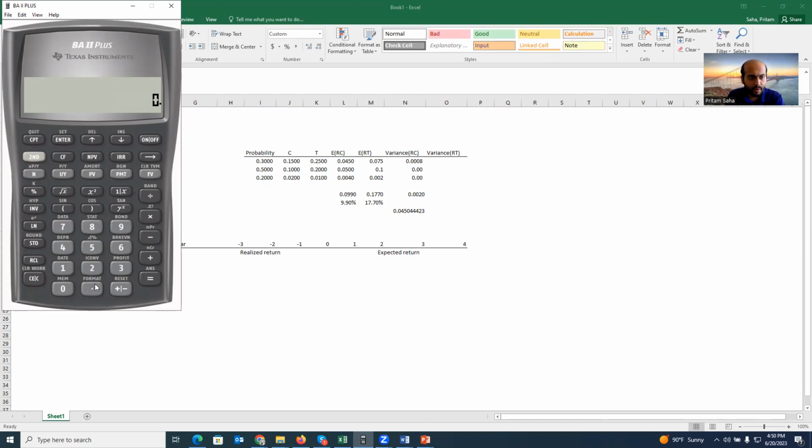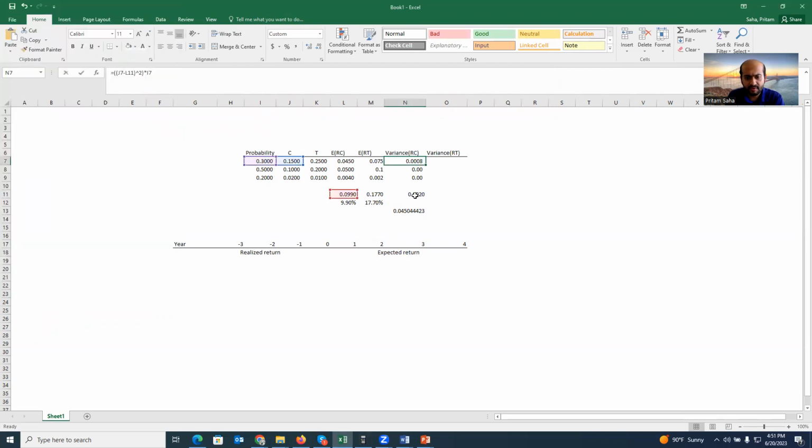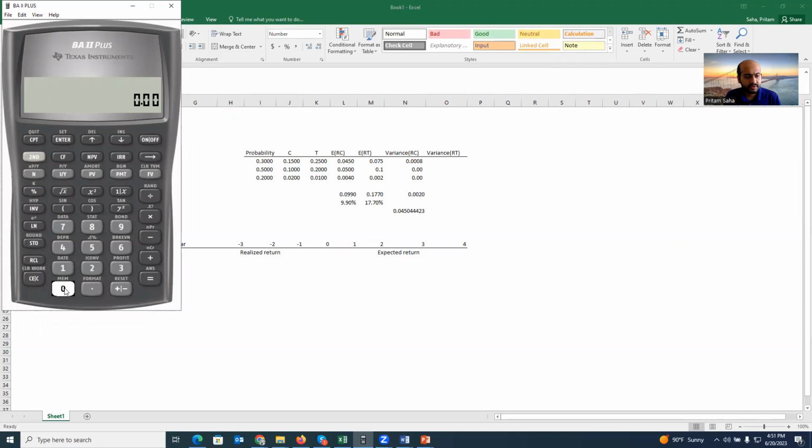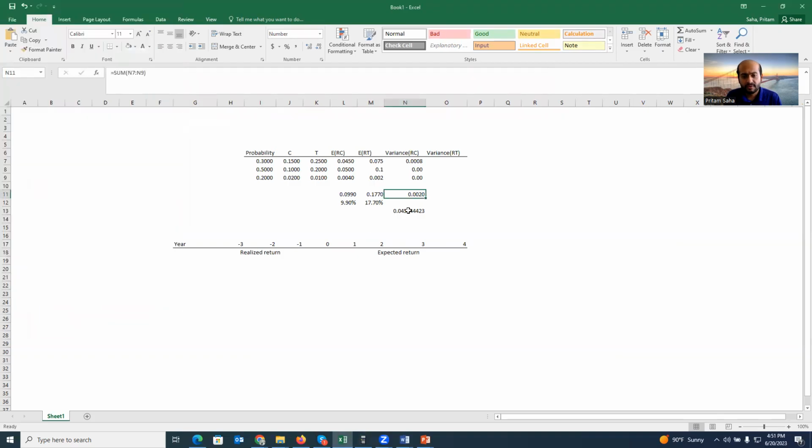So let's say 0.0008 square, 0.0283, okay? Or you can do it this way. Just take this value, the variance term, 0.0020. Did you see that? This is the value, right? So basically, if I make it 4-digit, this is the variance term, okay?